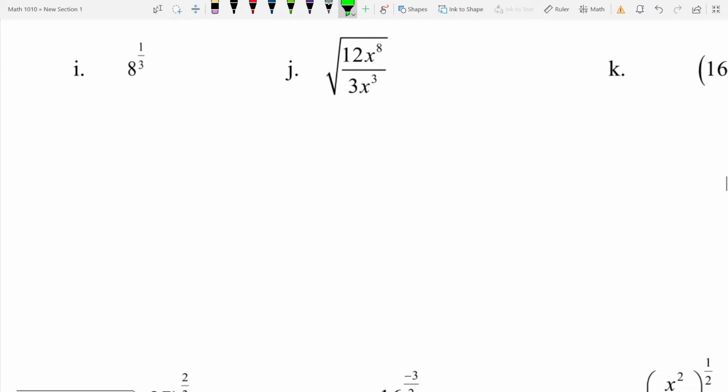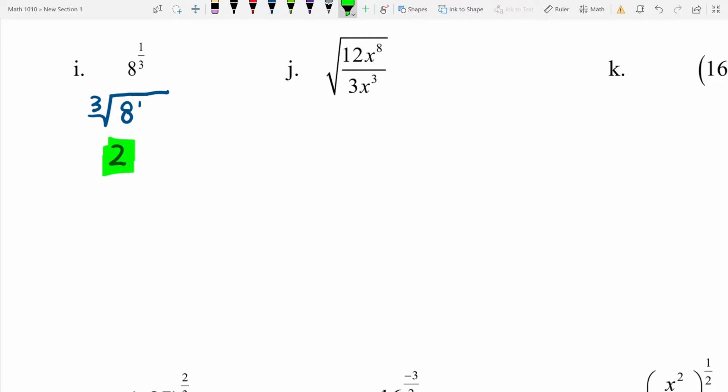8 to the 1/3. Everybody talk to me for a second. Is that written as a radical, or is that written as a fractional exponent? Fractional exponent, right? So see the 3 that's on the bottom, guys? That's going to go right there. And then inside you have an 8 to the first power. You guys know you don't have to put that first power, though, right? What is the cube root of 8? Can you tell that off the top of your head? That's a 2. Yep. You have to go all the way and simplify it as much as possible.